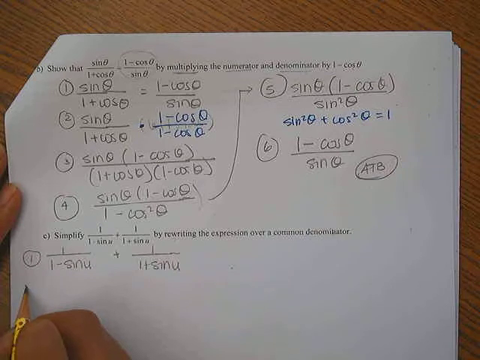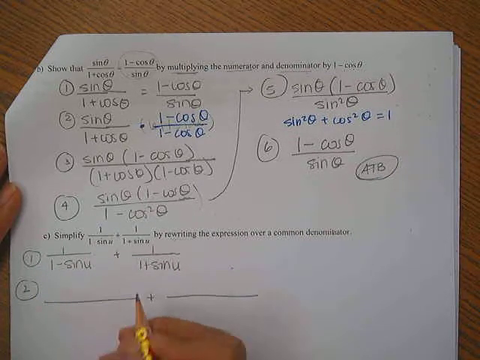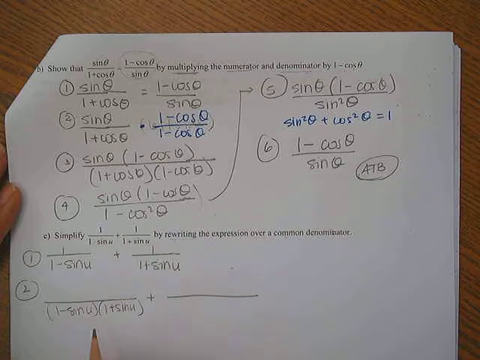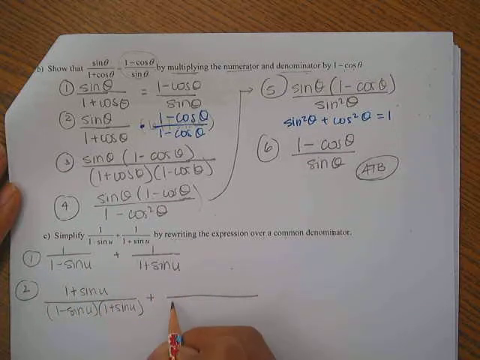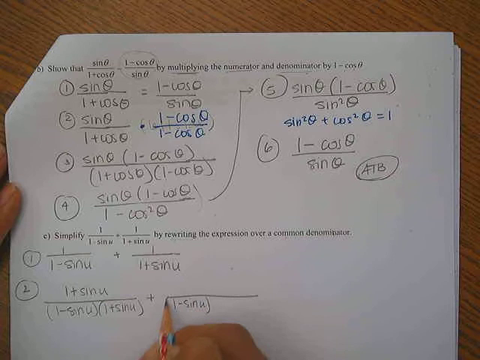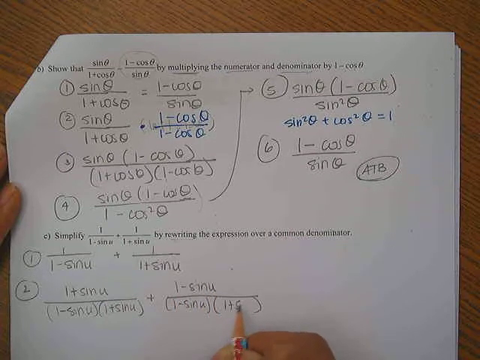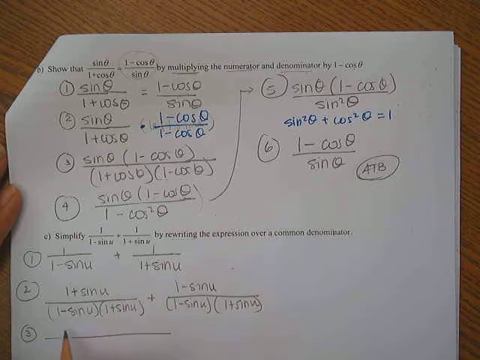Okay. So step number 2, common denominator tells me that I would multiply these two together. So 1 minus sine of u times 1 plus sine of u. What I multiply on this side is 1 plus sine of u, so I'm going to multiply the top by 1 plus sine of u. Over here, I'm going to multiply top and bottom by 1 minus sine of u. So I'm going to multiply the top by 1 minus sine of u. Alright. Since the common denominators are now identical, I can put the top together.